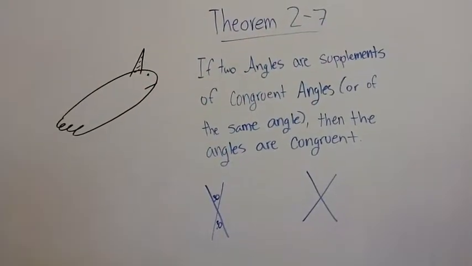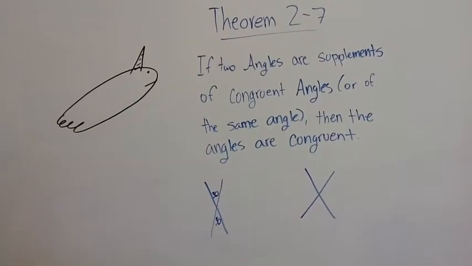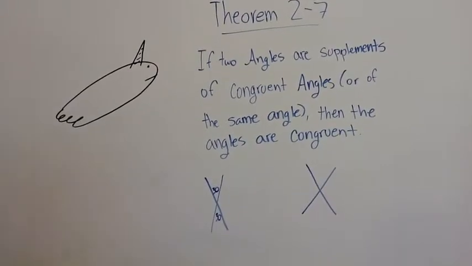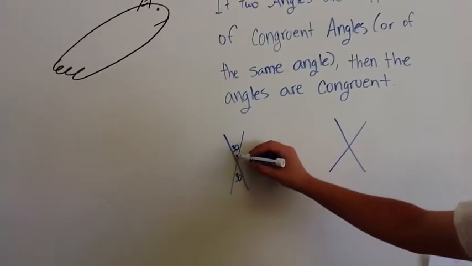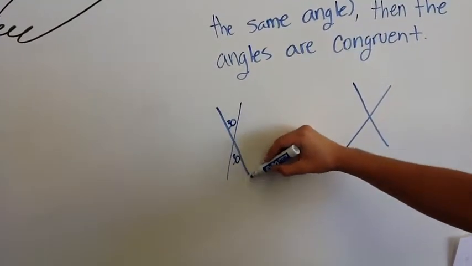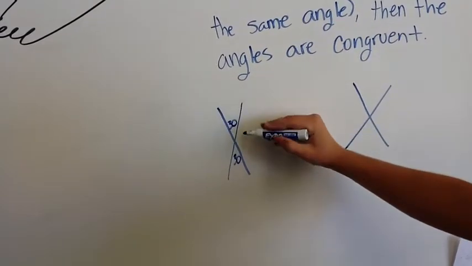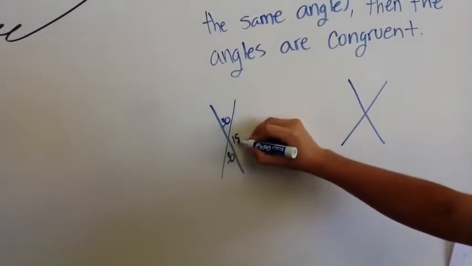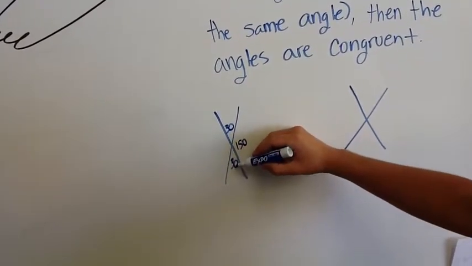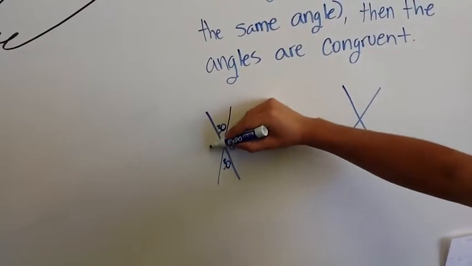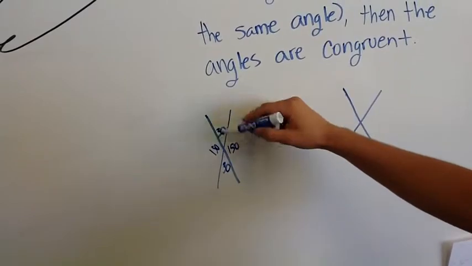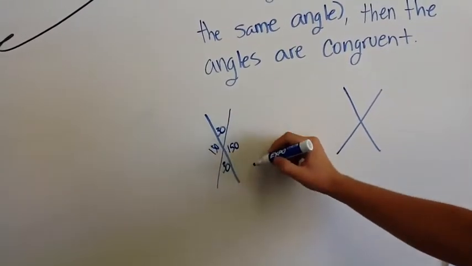Here we have theorem 2-7, which states if two angles are supplements of congruent angles, or of the same angle, then the angles are congruent. So here we have both situations. These two angles, both 30 degrees, are congruent. If we look along this line right here, this angle is 30 degrees, so this one has to be 150 degrees, because those two are supplementary angles. And then right here, this one's 30 degrees on this line on the other side, so this one has to be 150 degrees. So these two, which are supplements of congruent angles, are both the same angle.